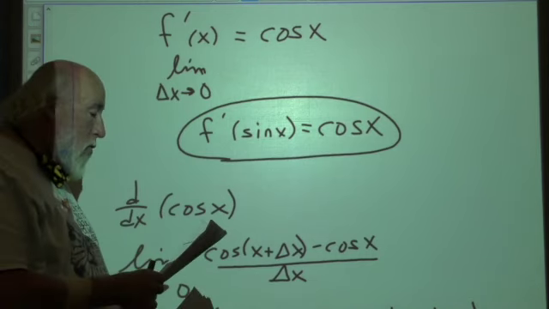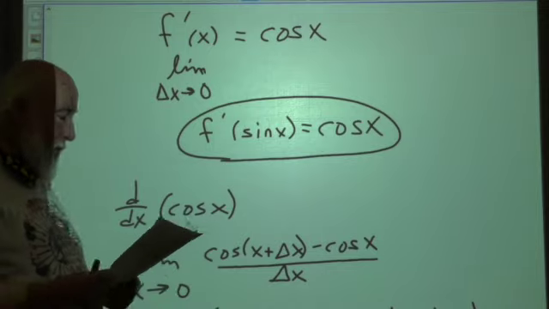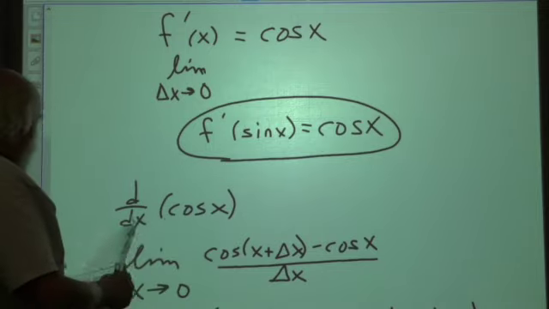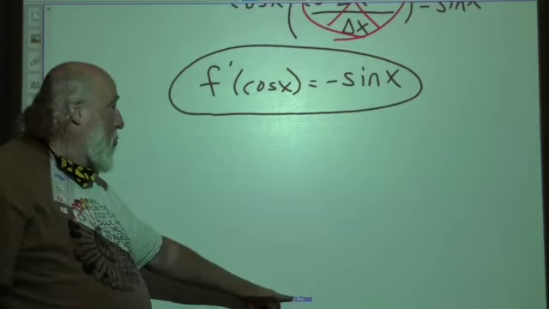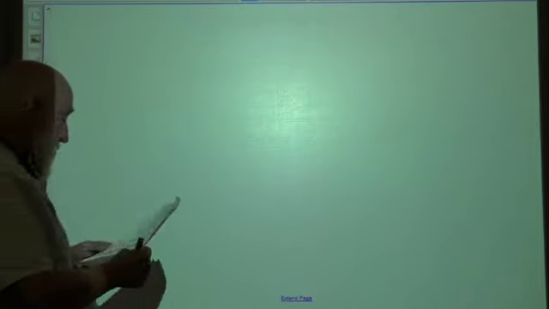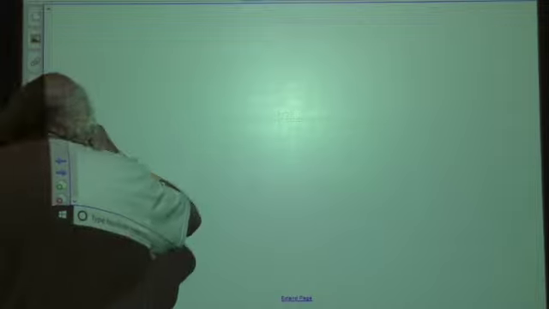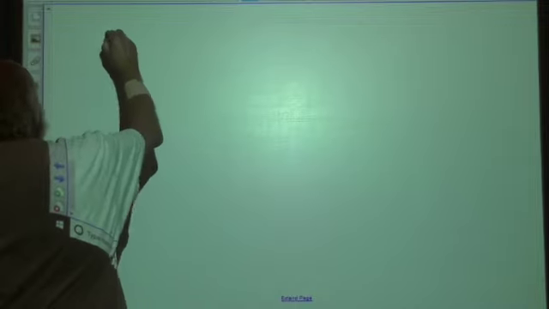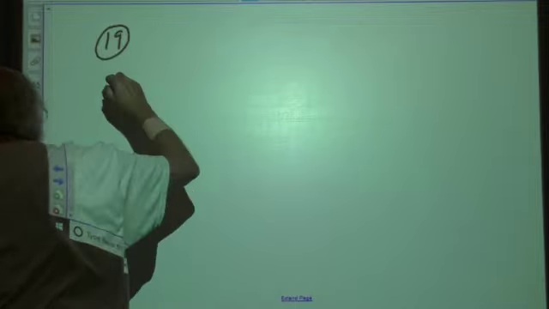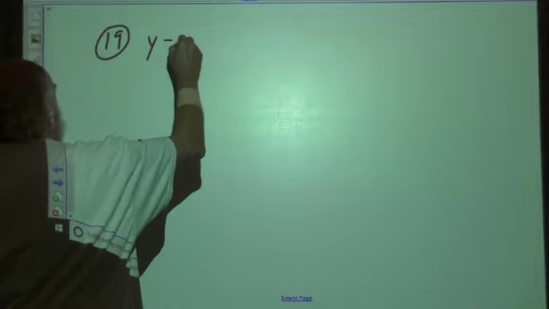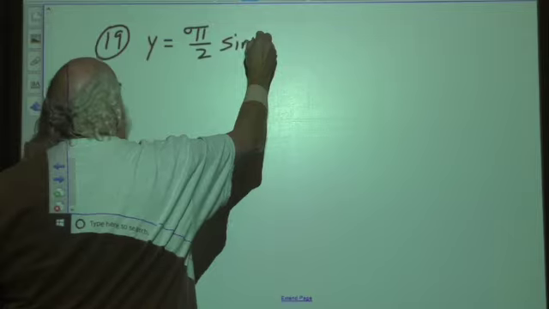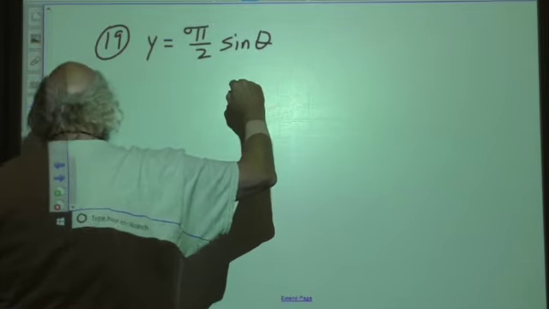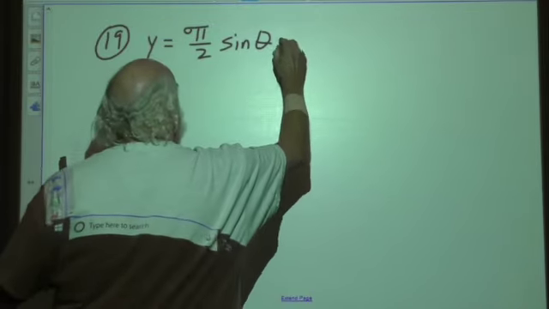For use for what we're about to do. So let's go back to page 115 and let's see how we can apply those two derivatives. So the first one is number 19 that we're going to look at. And this is y equals pi over 2 times the sine of theta minus cosine theta.